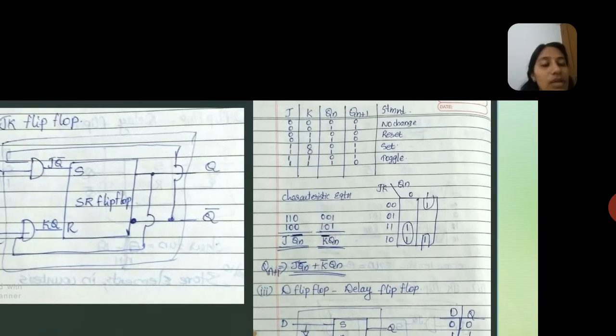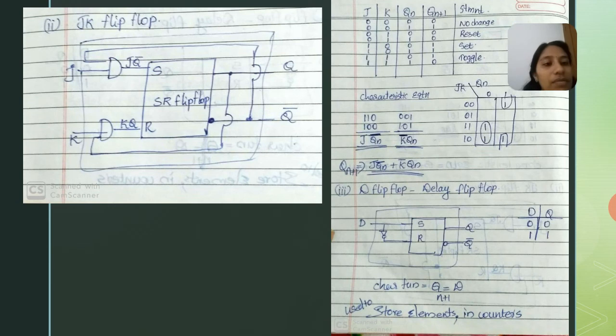Okay. Then the next flip-flop, that is D flip-flop, which is called the delay flip-flop. You are giving an input to the flip-flop. After a time delay, the same value will be displayed on the output side. Okay. Here also D flip-flop is implemented with the circuit diagram with the base of SR flip-flop.